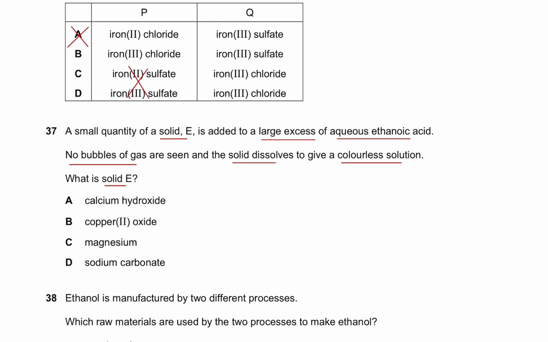Large excess, no bubbles. Okay, in this case, it should be calcium hydroxide, because if we add calcium hydroxide into ethanoic acid, the product formed will be calcium ethanoate plus water. So you cannot see bubbles of gas here. Okay, so the correct option is A.